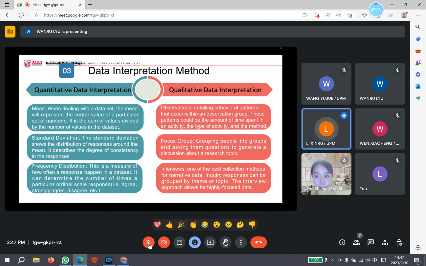The last one is interviews. One of the best methods of collecting data. It can be grouped by theme or topic. The interview approach allows for highly focused data. Okay, the next page.